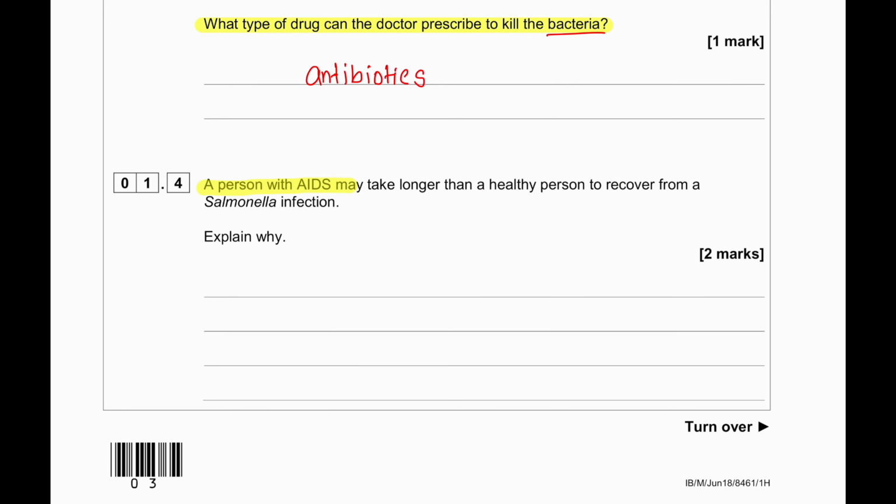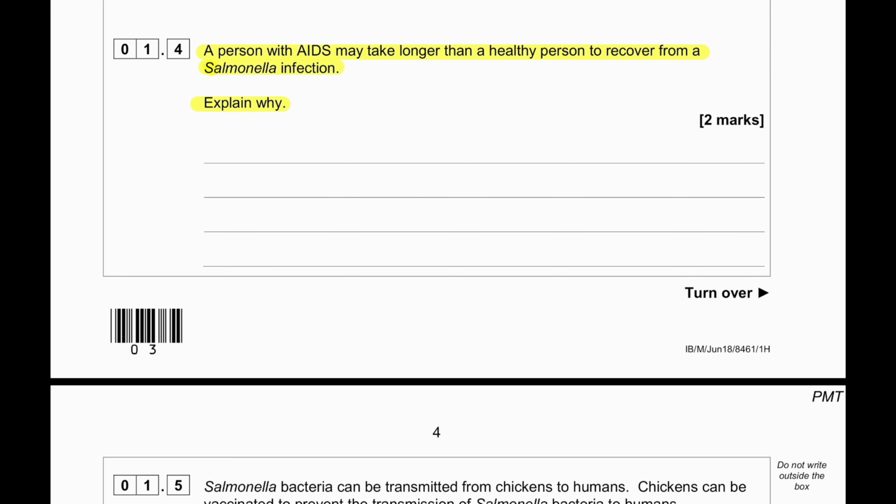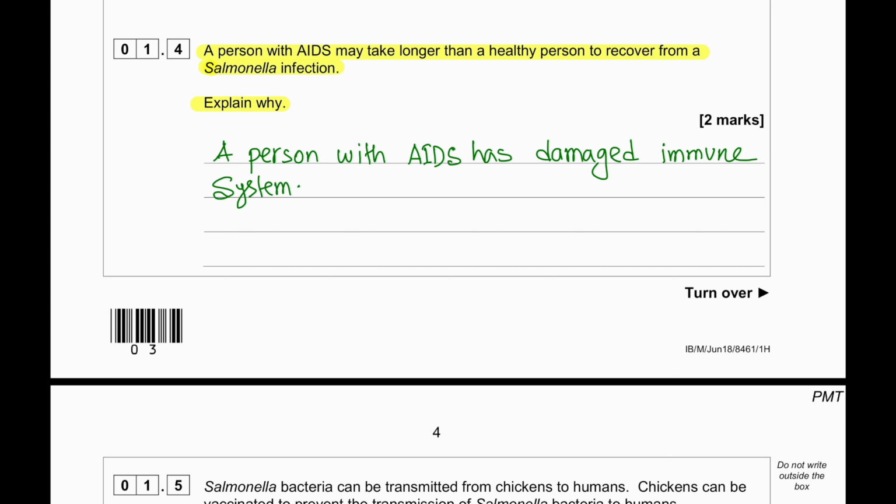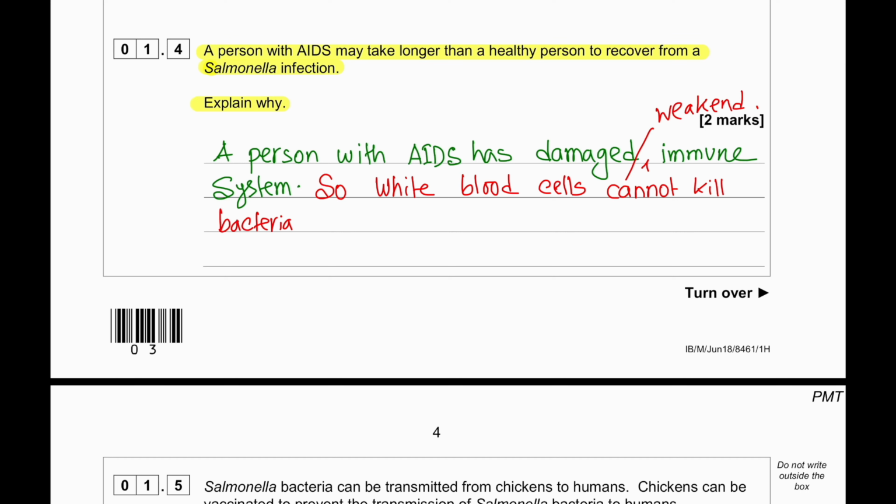A person with AIDS may take longer than a healthy person to recover from a Salmonella infection. Explain why. When a person has AIDS, the person's immune system is damaged or weakened. Since the immune system is weakened, white blood cells cannot kill the bacteria, in this case the Salmonella, as effectively.